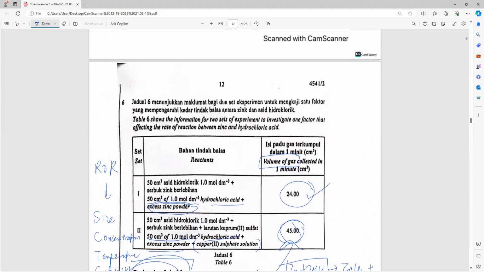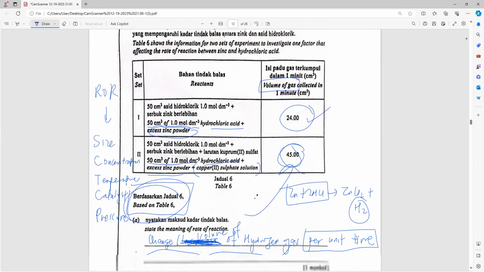Teacher wants to remind you, normally whenever I have magnesium and an acid, or zinc and an acid, my copper 2 sulfate is the catalyst. All catalysts are specific. If I'm using zinc and acid, I can only use copper 2 sulfate. I cannot use any other catalyst. If I'm doing hydrogenation, I can only use nickel. If I am doing contact process, I can only use vanadium 5 oxide. So all these are specific.